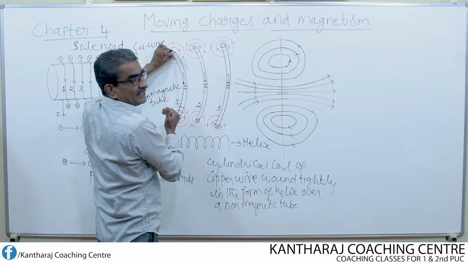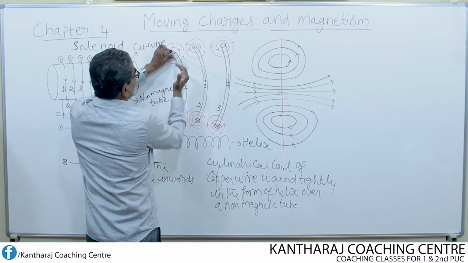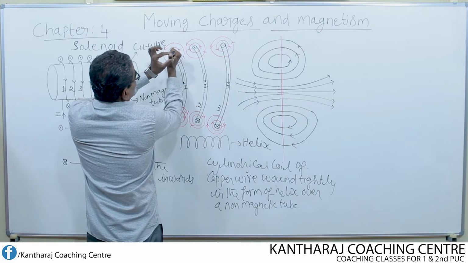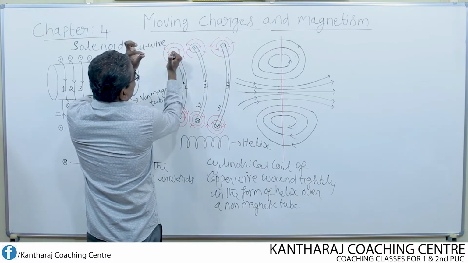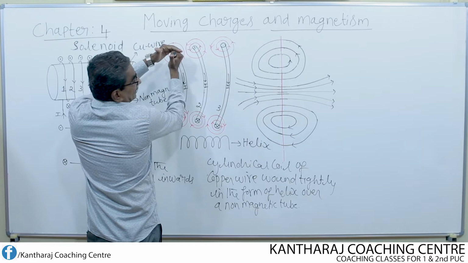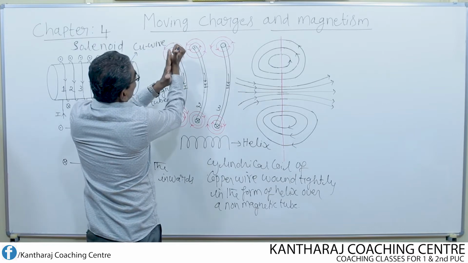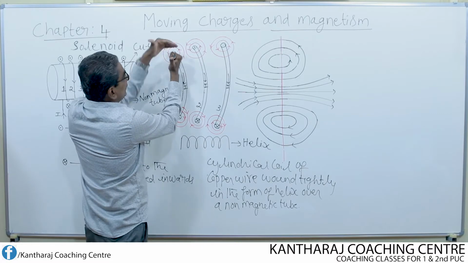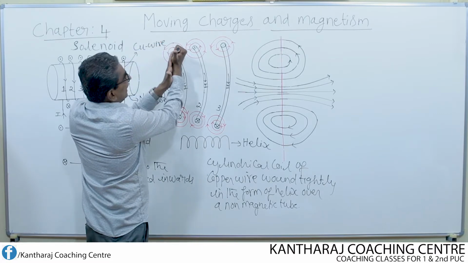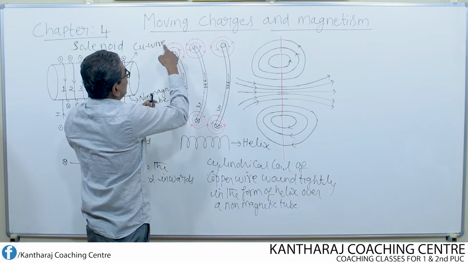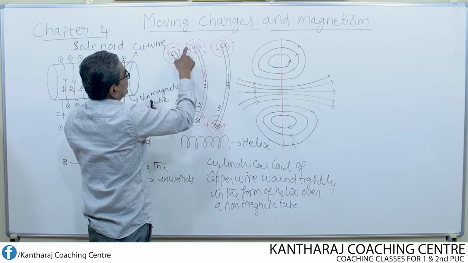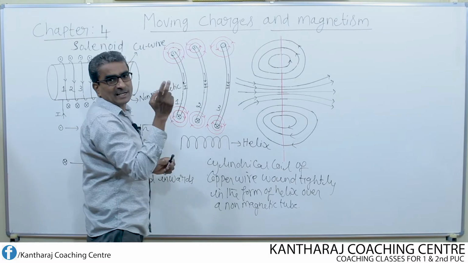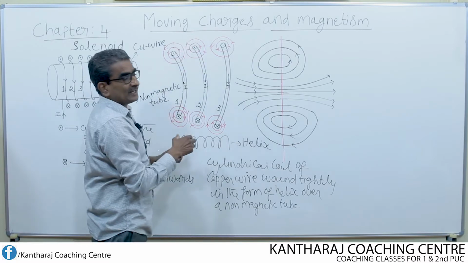then if I apply the right hand clasp rule, if I hold this conductor like this, the thumb represents the direction of current, and the fingers curling represent the direction of magnetic field. Here the fingers are curling in the anti-clockwise direction. That is what I have written here. Just look at the arrow. The arrow gives the curling direction of the fingers.